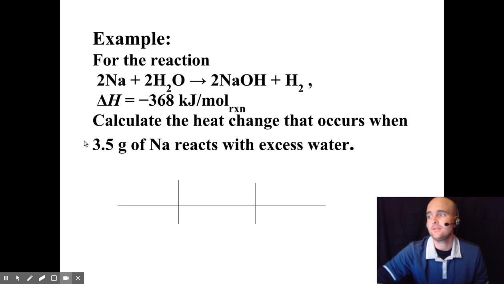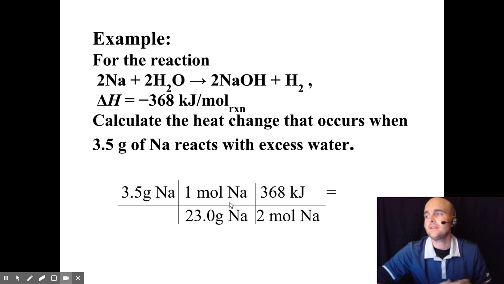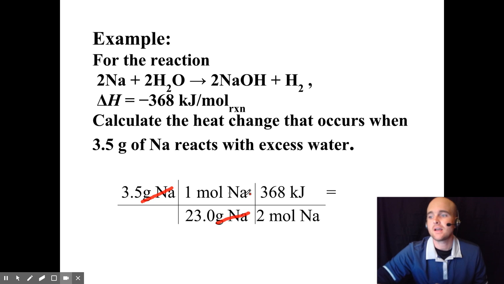So I know that I can use good stoichiometry by starting off with 3.5 grams of sodium. I will then convert my grams of sodium to moles of sodium from the periodic table. And it did give me the enthalpy in kilojoules per mole. So since it's in kilojoules per mole, my moles will cancel out. My grams will cancel out here. And since I have moles on top, I can put moles on bottom down here.